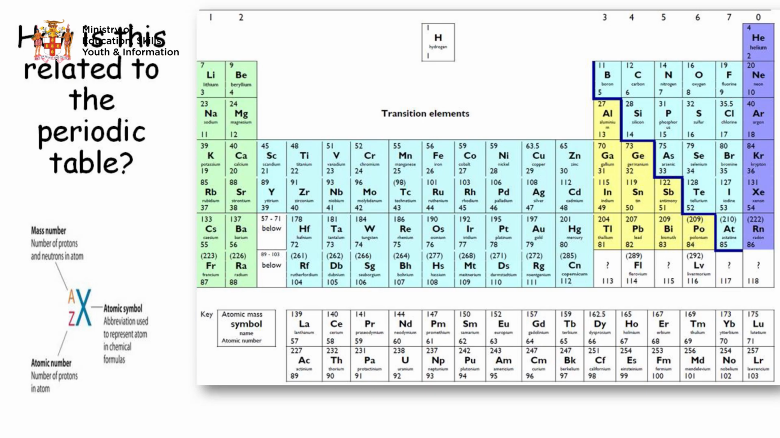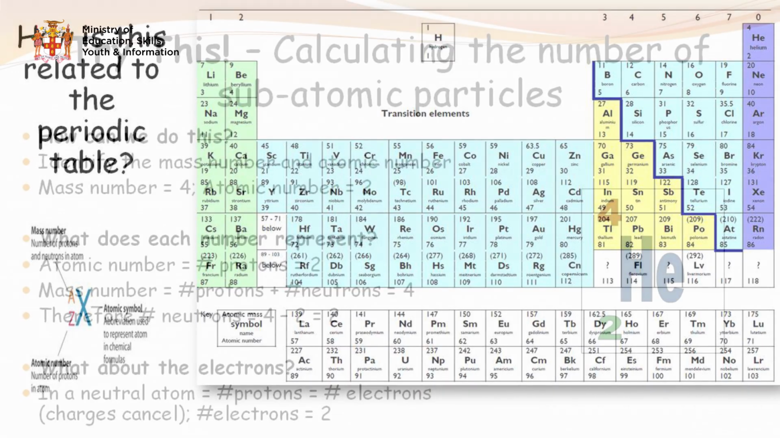So say for instance, we're looking at helium, which is He, that is in the final group or column in the periodic table, right? You will see that it has a number at the top, which is 4, and another number at the bottom, which is 2. The number at the top represents what we call the mass number, and the number at the bottom represents the atomic number. So we're going to get into some calculations, right?